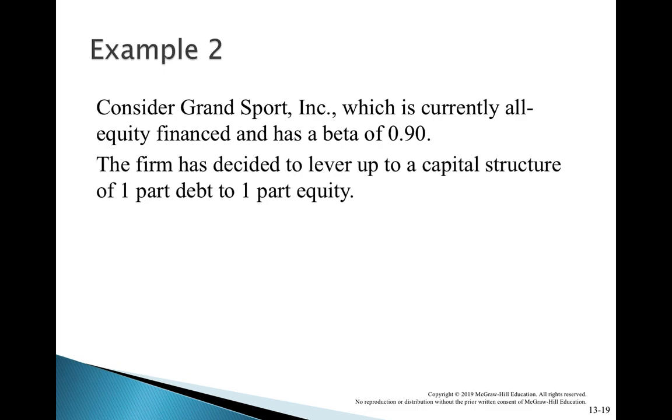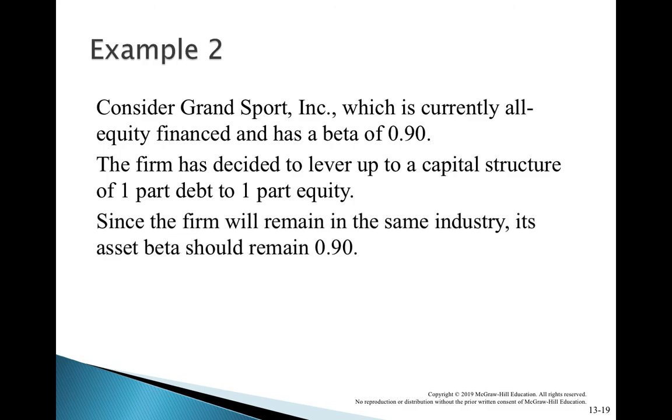The company was an all equity company. It has gone for a debt equity of 50-50. That means financial leverage increased. Before it was an unlevered company. Now it is a levered company. That means let us calculate the equity beta. Asset beta is equal to the weight of debt multiplied by beta of debt plus the weight of equity multiplied by beta of equity.